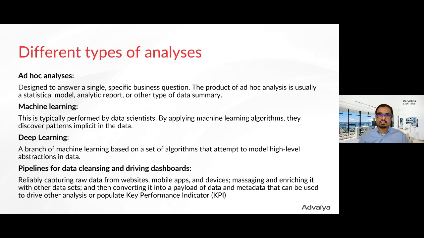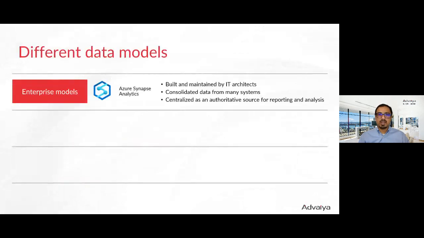Now, essentially, there are three types of data models, starting with the enterprise model. The enterprise model is the backbone of all the things. This is a structured model created out of the different systems that you have. You bring data together and create a centralized source of analysis.